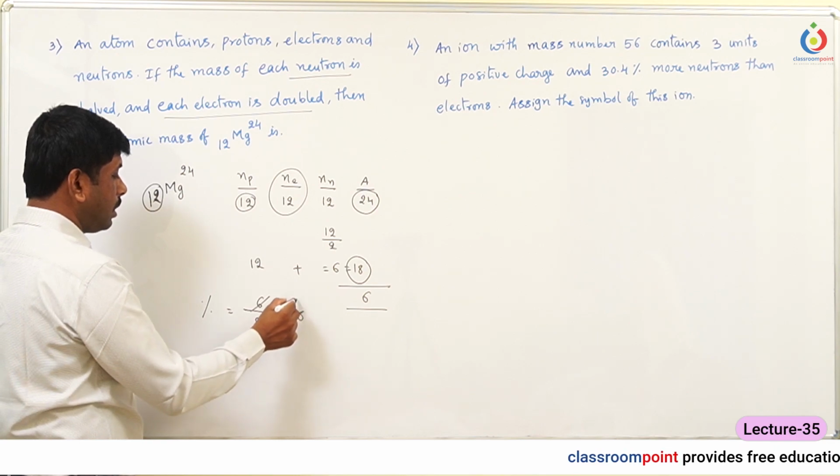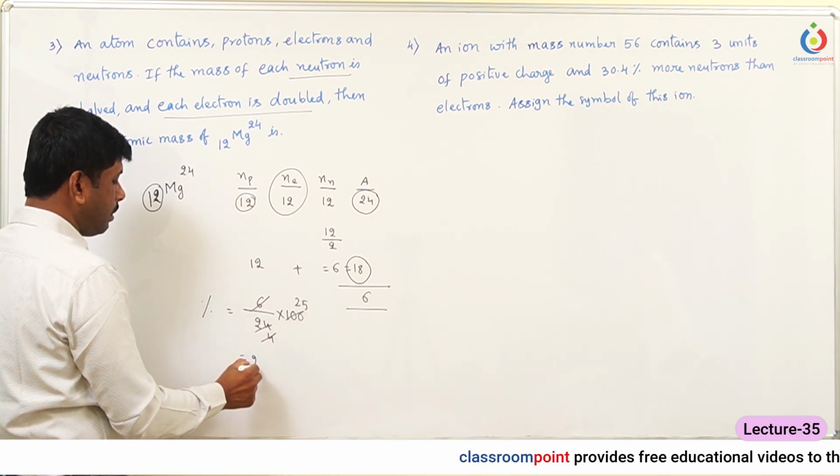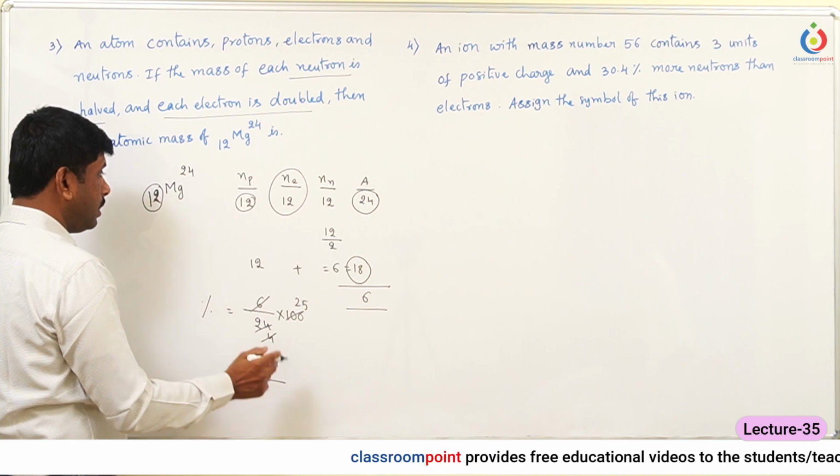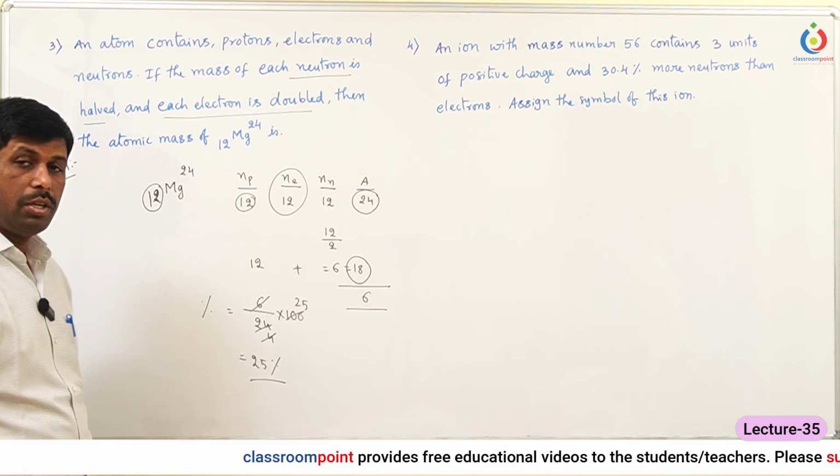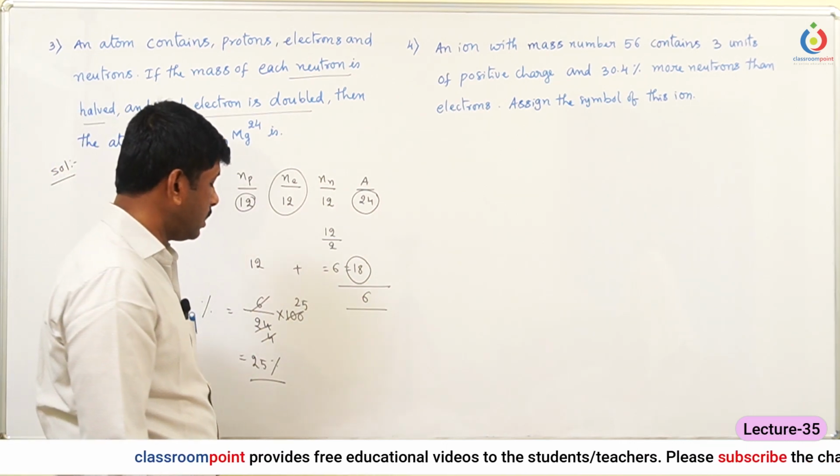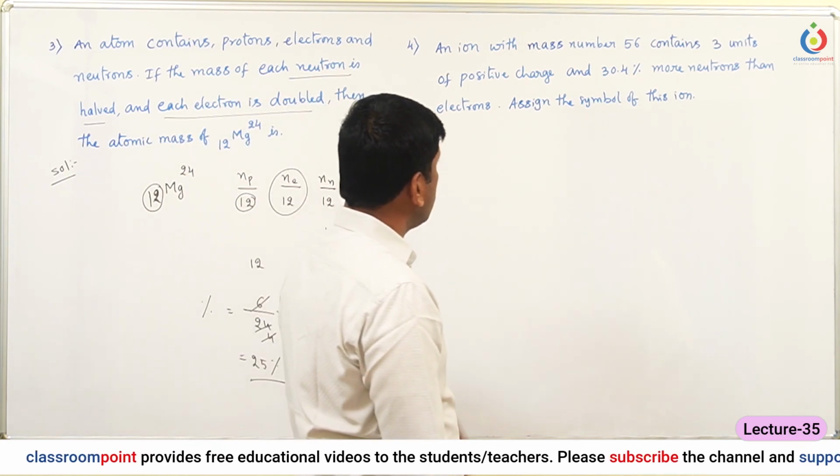4 times it goes 25. So how much mass is decreased for this magnesium 24? That is, 25% of its mass is decreased. Let us see another one.